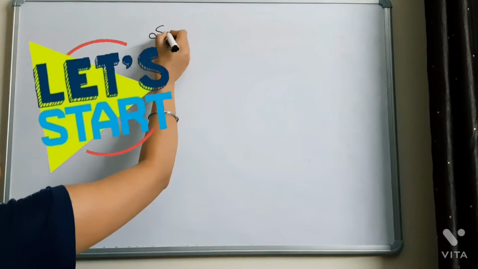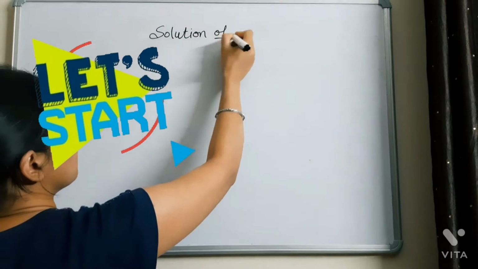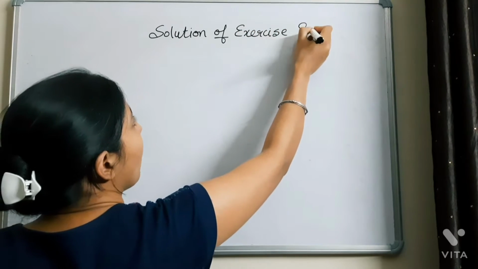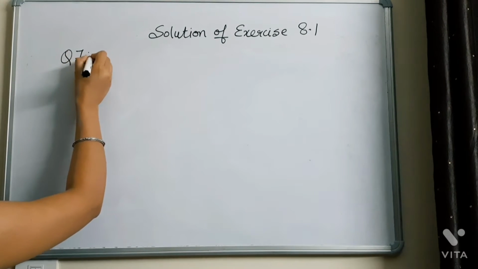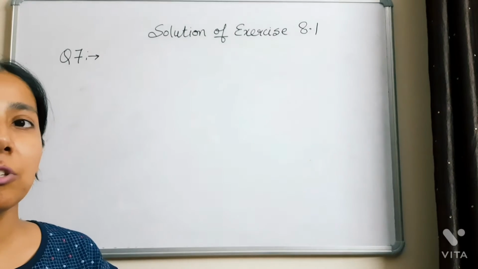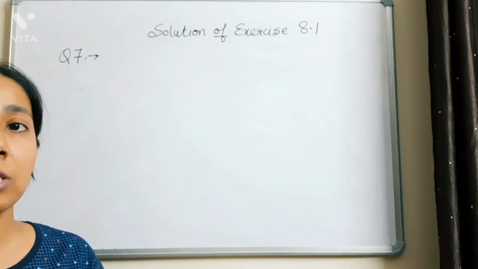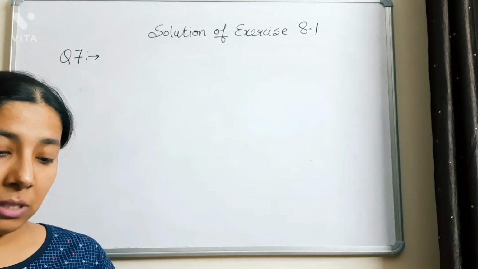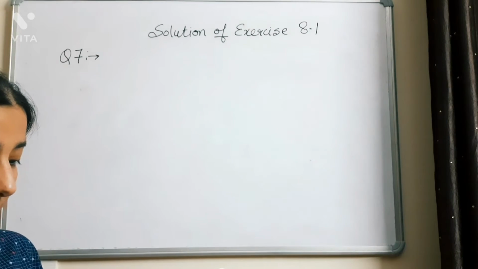So solution of exercise 8.1, question number 7. Question number 1 to 6 solutions are already given to you. So better watch those videos first. I'm telling you again, before jumping to question number 7, you should go through the video in which I gave you the solutions for question number 1 to question number 6.